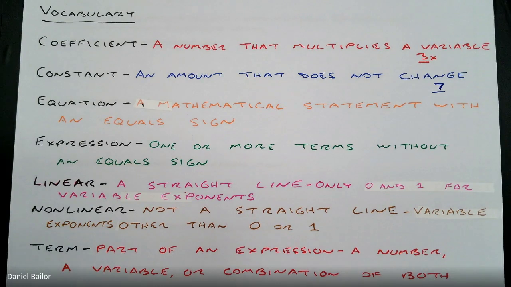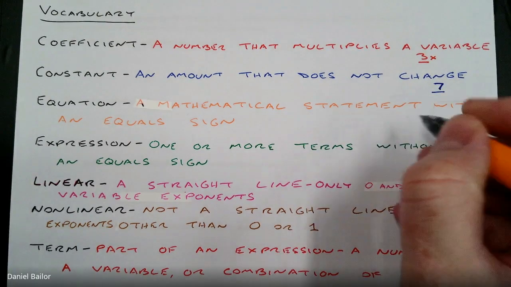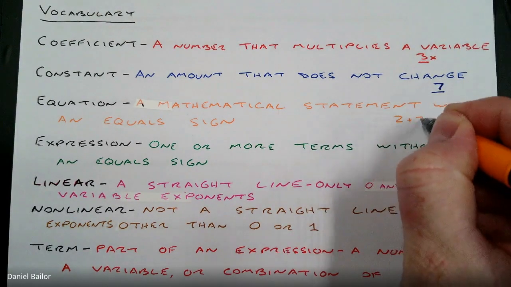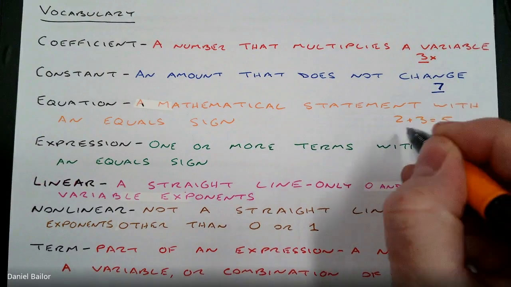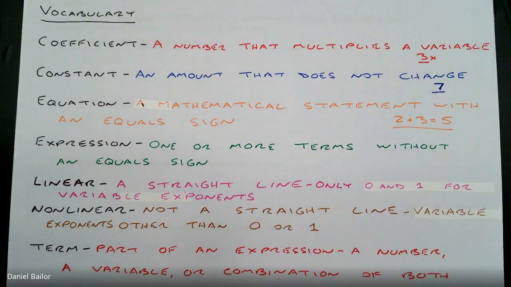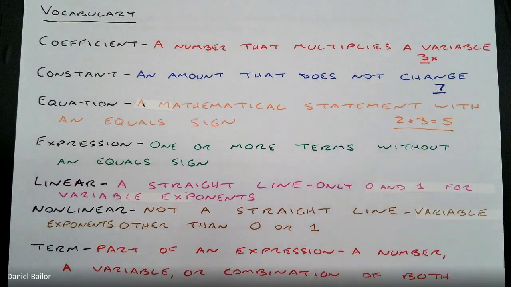The next vocabulary term is equation. It's a mathematical statement with an equal sign. Now, this is a vocabulary word we used in Lesson 1. We're going to talk about equations again. An example of an equation is like 2 plus 3 equals 5. It is a math statement, and it has an equal sign. So that is an equation.